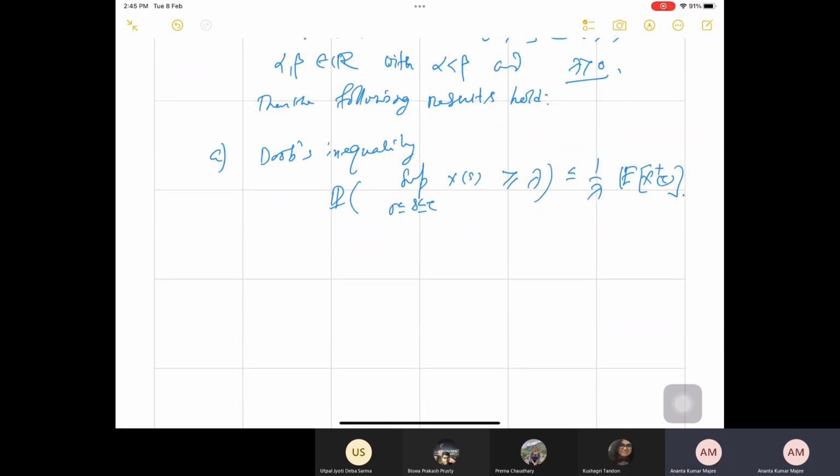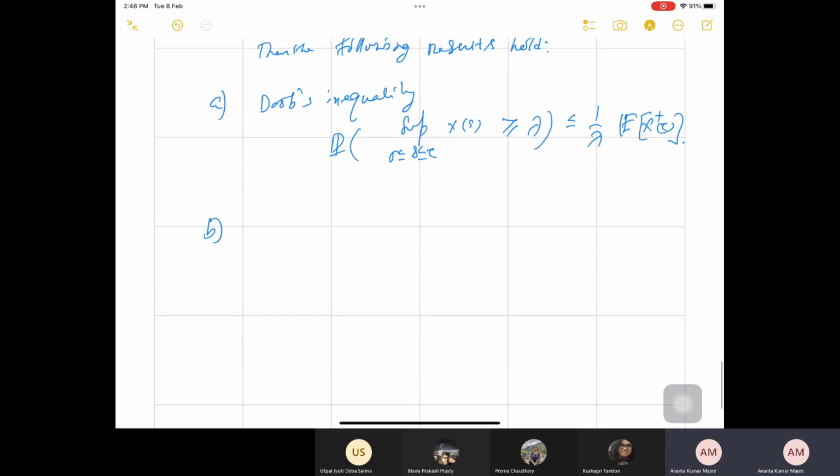For the discrete setup, we know that the probability of the supremum over k less than or equal to n of X_k greater than or equal to lambda is less than or equal to 1 by lambda times the expectation of X_n. That means n is the highest, so in this case tau is the highest. That is why X plus tau, because I have not mentioned whether it is non-negative or not, so I put X plus. Because lambda is positive, this is greater than or equal to the probability of X plus greater than or equal to lambda. And this is Doob's inequality for the submartingale case, and then we have the upcrossing inequality.